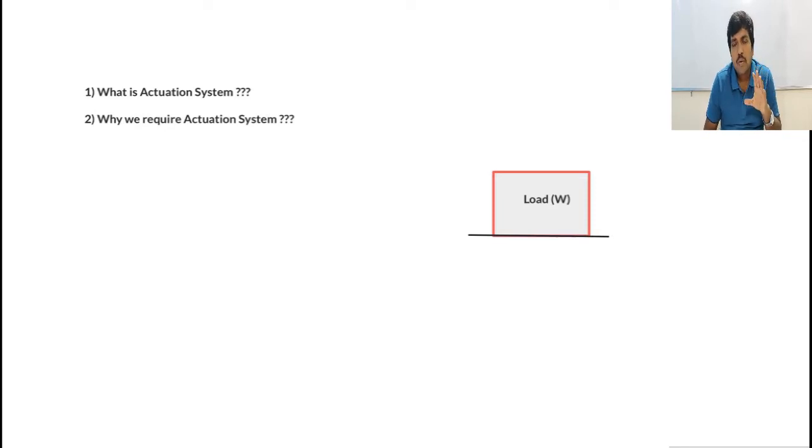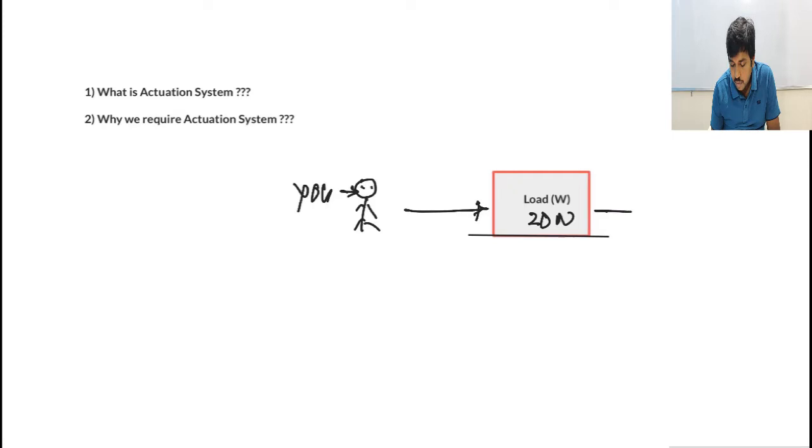Before going into the topic deeply, let me first clarify what an actuation system is by taking a simple and normal example. Suppose we have a load here, and for the time being, let's consider that the weight of this load is 20 newtons. Now, let us take that this is you, and you are interested in displacing this load linearly by some distance, maybe around 0.5 meter.